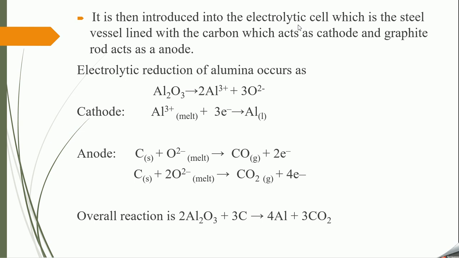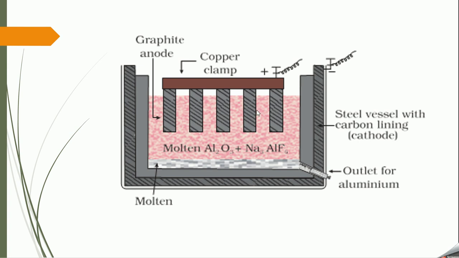Now let's see how to construct an electrolytic cell. It is a steel vessel lined with carbon, which acts as the cathode, and graphite rods act as the anode. In this diagram you can see the Hall-Héroult process. This is a steel vessel lined with carbon which acts as the cathode. Here the cathodes are negatively charged, and these are graphite rods which act as the anode, which is positively charged.